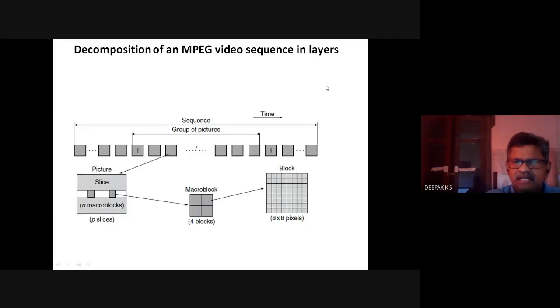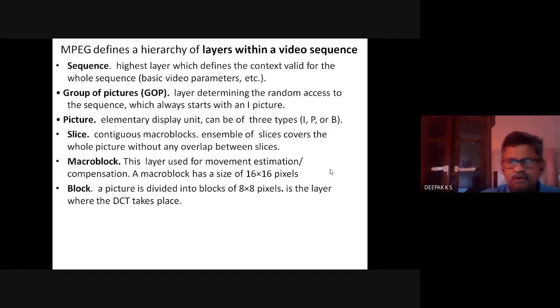So this is the decomposition of an MPEG video sequence into different layers. So this is the time, and you have a lot of pictures one after another, and you have a group of pictures, and then in one picture you have various slices, and in one slice you have various macro blocks, and in one macro block you have 4 blocks. So MPEG defines a hierarchy of layers within a video sequence.